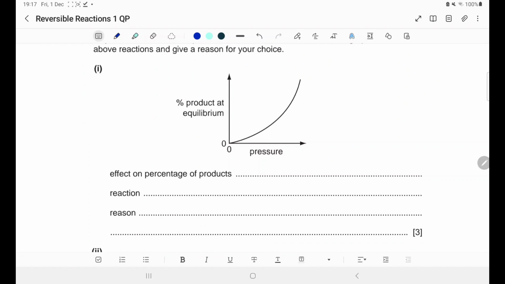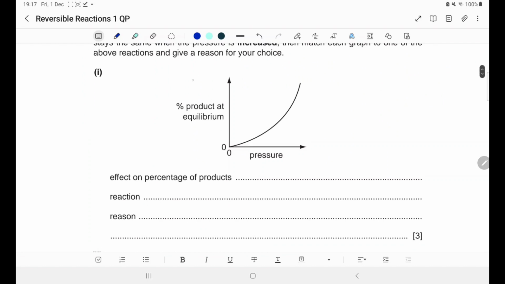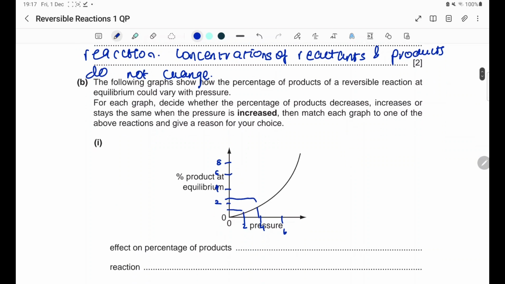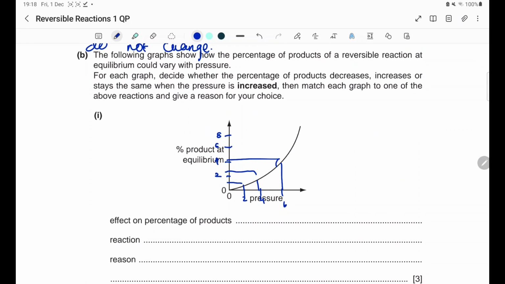You can clearly tell that as your 2, 4, 6. You can just tell, however, for anyone who's having trouble, I will explain it here. You can see that when it's 2, it's somewhere around 1, for example. When it's 4, it's becoming somewhere around 3. When it's 6, it's becoming 4. So as the pressure is increasing, your percentage of product is increasing.